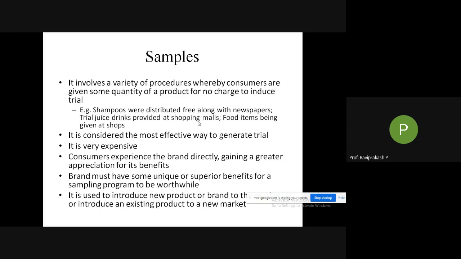Then it is used to introduce a new product or brand to the market, or introduce an existing product to a new market. Both can be done through these samples. So if you are already having a product, and you are going to a new place where you are not selling it, there also you could give some samples and start your promotions. Or if you are getting a new product into the market, again there is a need for samples given to people so that they use it, try it, and make sure whether they like it or not. Then they'll go to buy that new product.